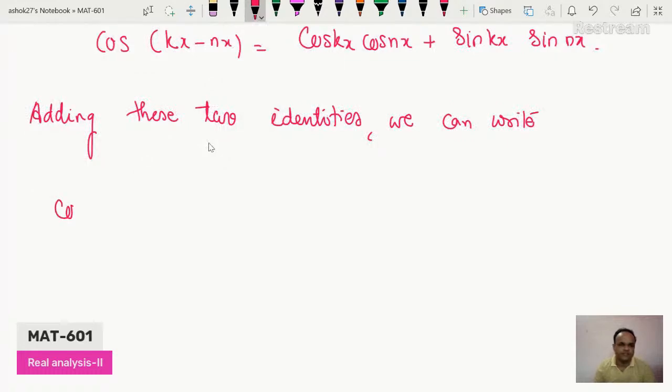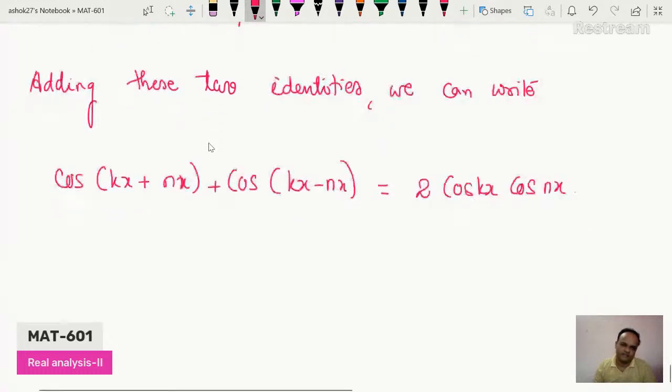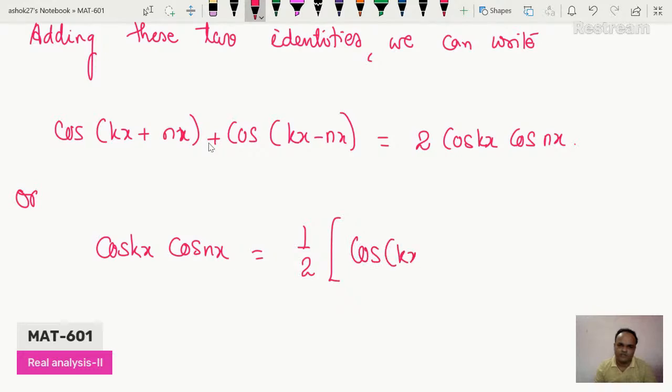So the left hand side will be cos(kx + nx) plus cos(kx - nx). You can observe the second term will be cancelled and it will be 2 times cos kx into cos nx. Alternately, cos kx into cos nx will be half times cos(kx + nx) plus cos(kx - nx).